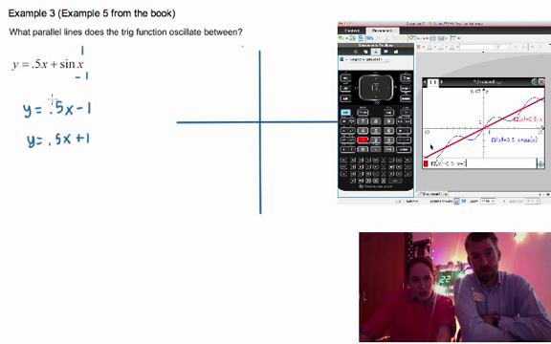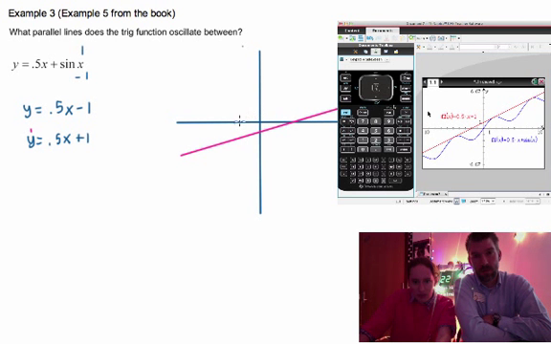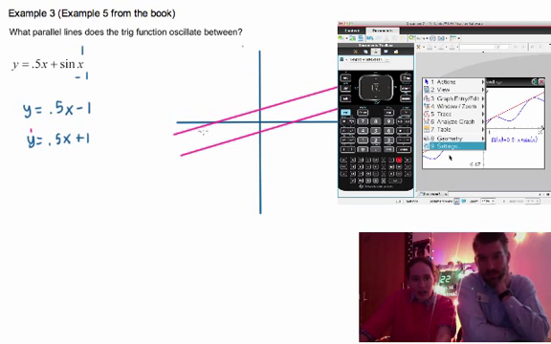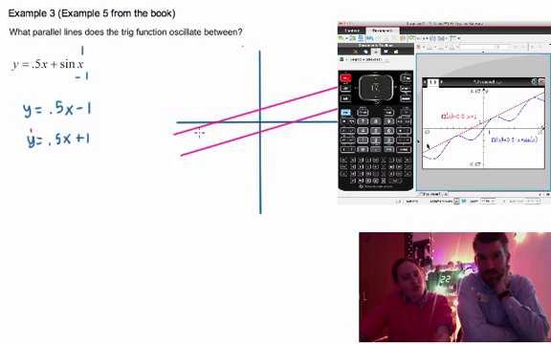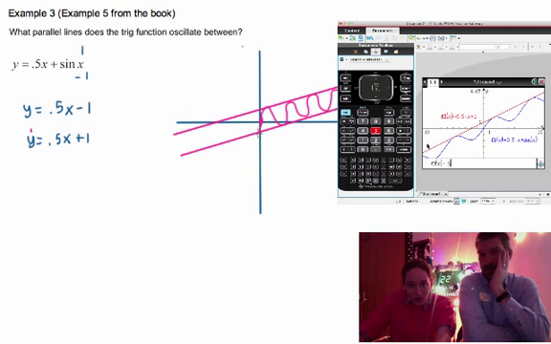So a -1 with a slope of 1/2, and a +1 with a slope of 1/2. Those are parallel lines because they have the same slope. What's happening is that our graph, if I plug in 0, I get 0, is going to go and oscillate between them. I think it's more fun with sound effects.